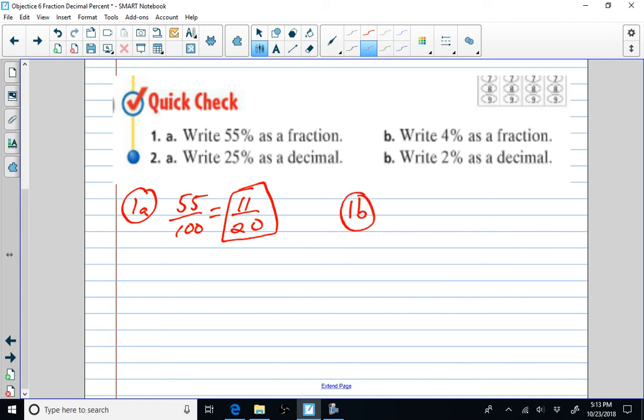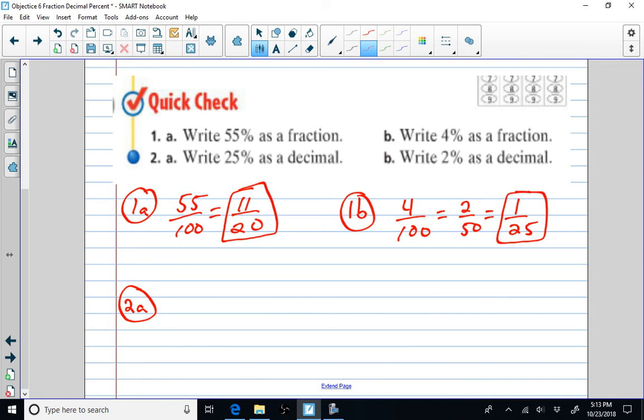1B. Write 4% as a fraction. I'd write it as 4 over 100, right? I always put the percent over 100. 4 over 100 would simplify to 2 over 50, but they're still both even. So that's going to be 1/25th would be 4%.